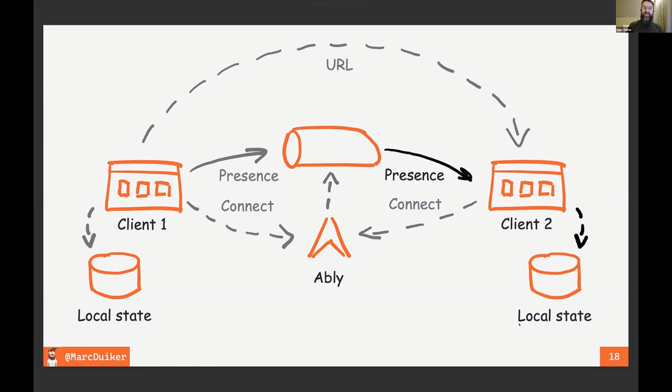Once the second client is connected, it can then query the presence. So also that client is then up to date with the presence on the channel, and that will also store that information in their local state. And again, once the second client is connected, they will also broadcast their presence to the same channel, so the other clients are aware of their presence.